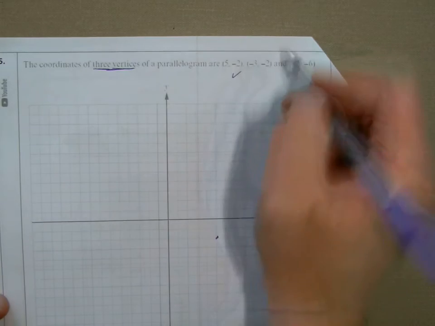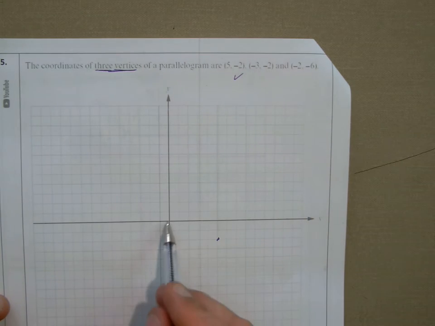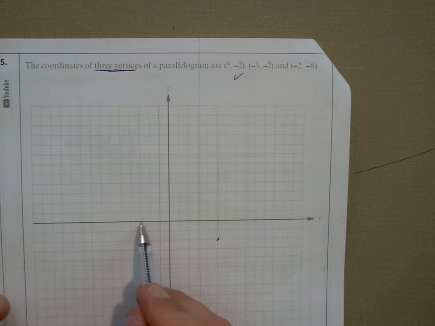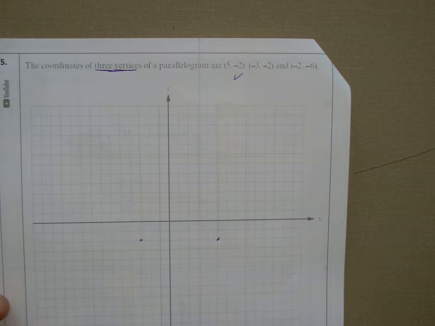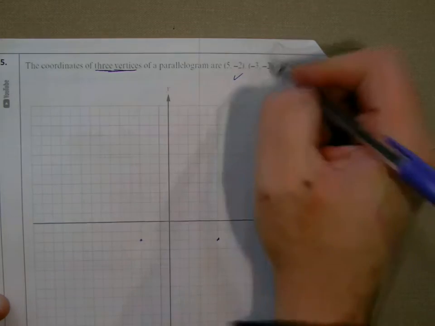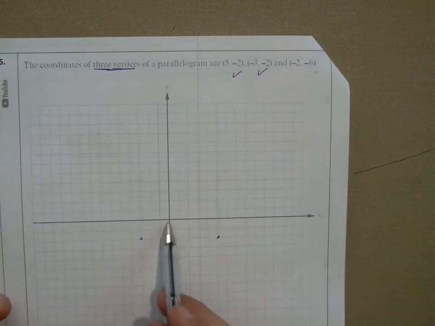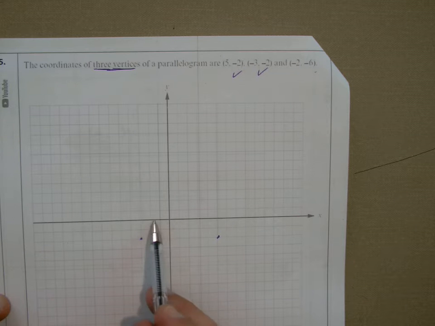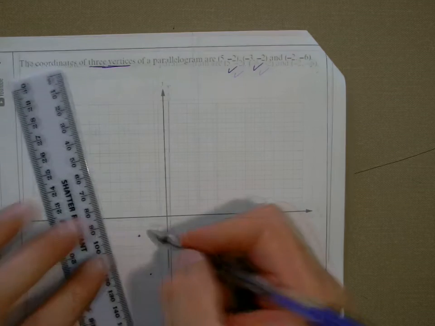So that one's done. Next one then, (-3, -2). Minus 3 tells us we've got to go back 3: 1, 2, 3, and then down 2: 1, 2. So we end up here. That's the second point. The third point then, (-2, -6). We're going to go back 2: 1, 2, and then down 6: 1, 2, 3, 4, 5, 6. We end up here.